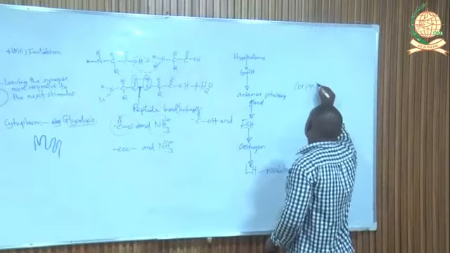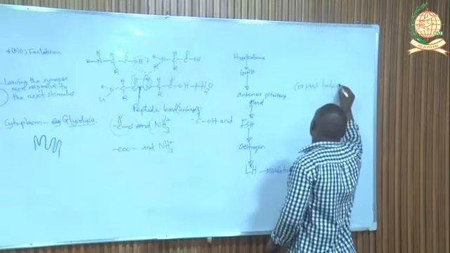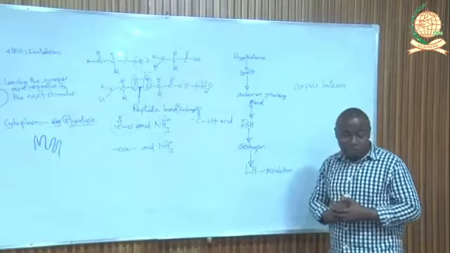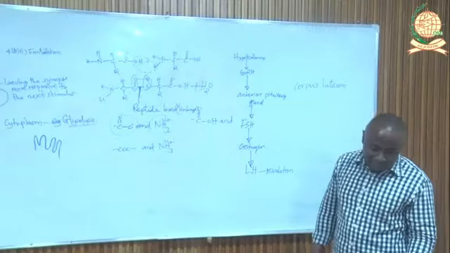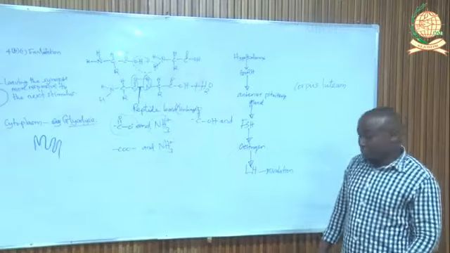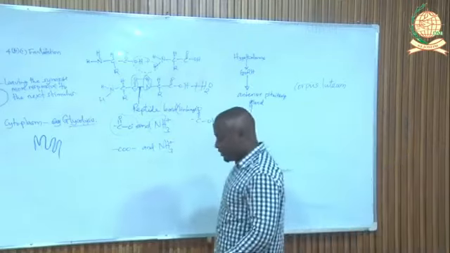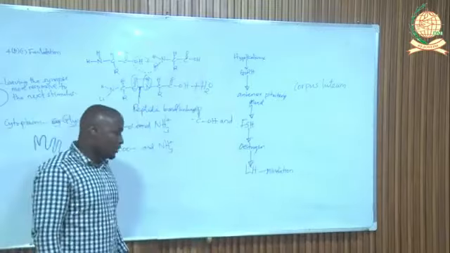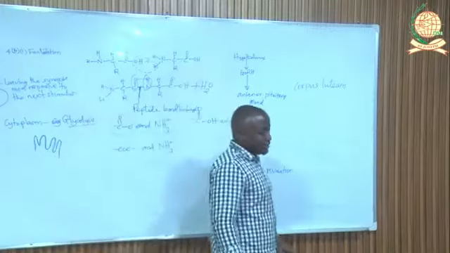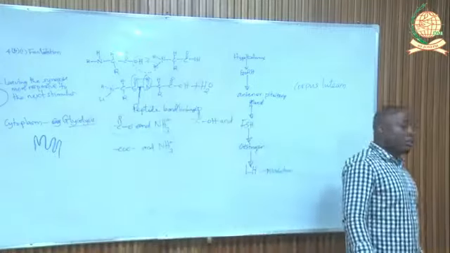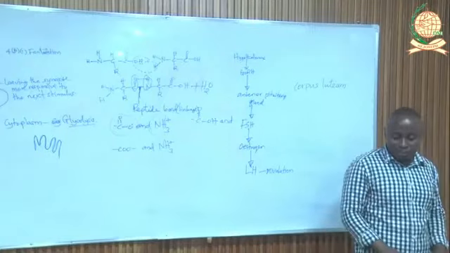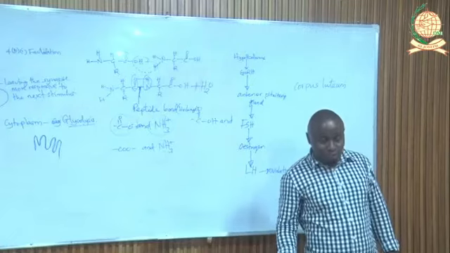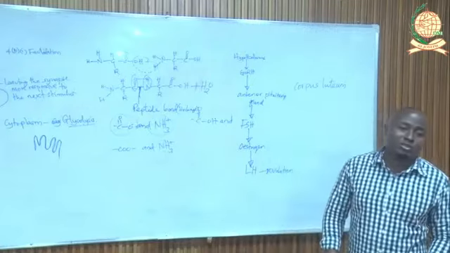The corpus luteum is an endocrine structure, especially in the first 3 months of pregnancy, before the placenta is fully formed. The corpus luteum secretes a large amount of progesterone and a small amount of estrogen.